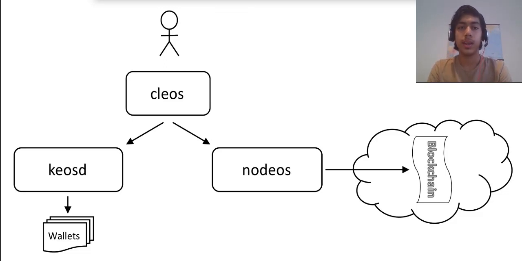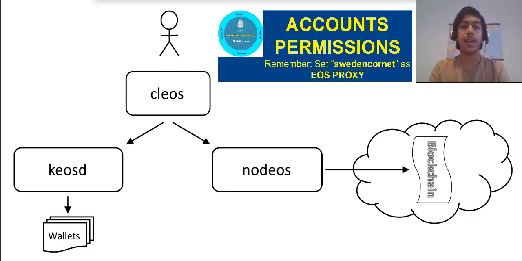Keosd is a key storage of EOS. This component securely stores EOS IO keys in wallets. Understanding all this will give you an overview of how you will build the EOS IO components and develop them in a single host. Other important aspects are accounts and permissions.